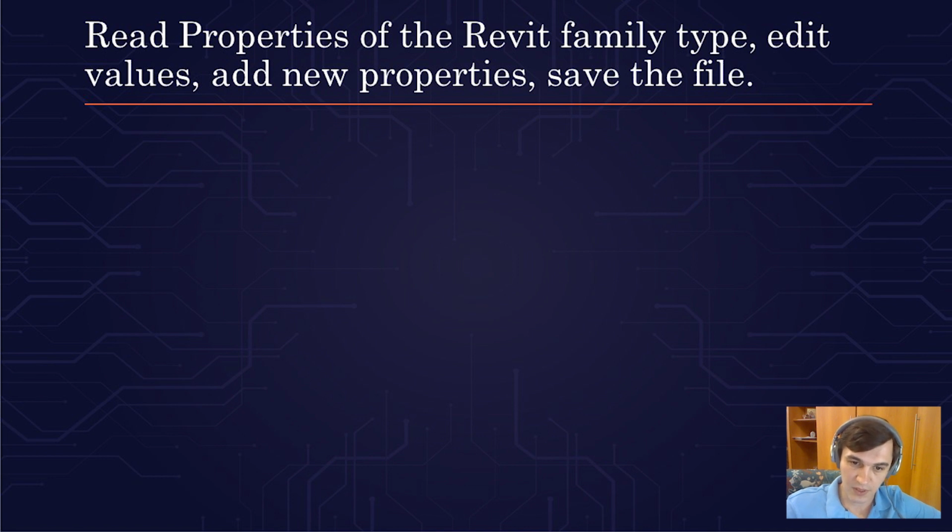Hello, let me please ask you two questions about management of Revit families, Revit family types. For example, I would like to read properties of the Revit family types and edit values of specific properties and save the file. Additionally, I would like to add new properties with specific values and save the file. It's about static values and also to have the possibility to manage parameter values.